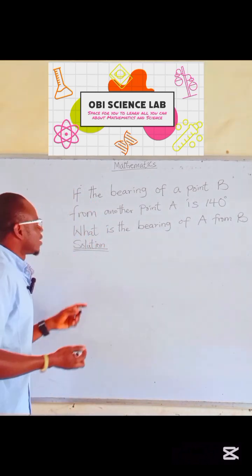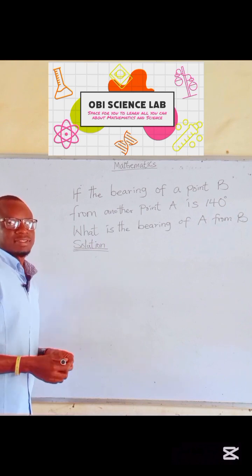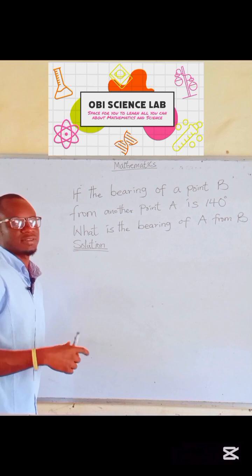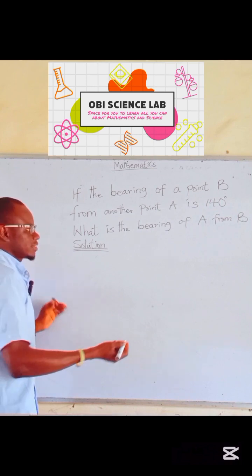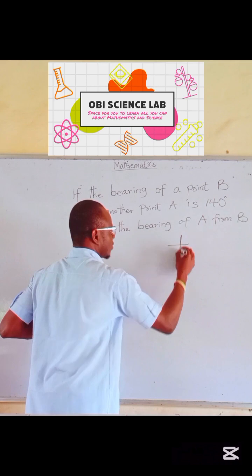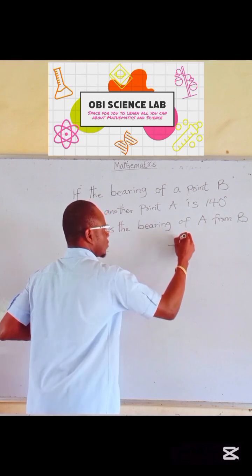Now, real quick, when it comes to bearing and distance, the bearing of positions and locations are taken in the clockwise direction starting from the North Pole. Meaning, for instance, if I have my cardinal points, this is my North Pole.